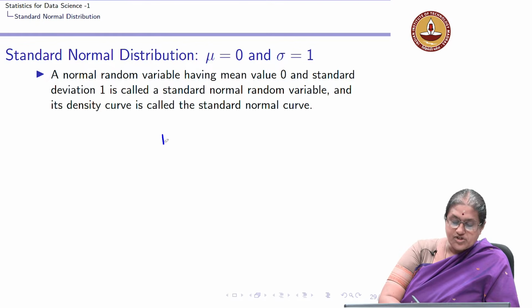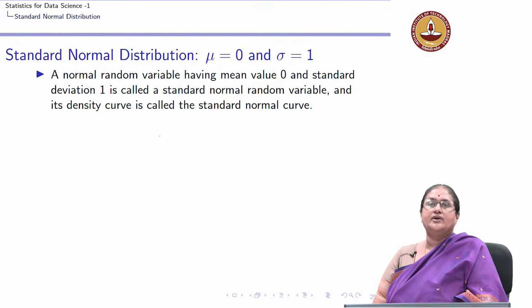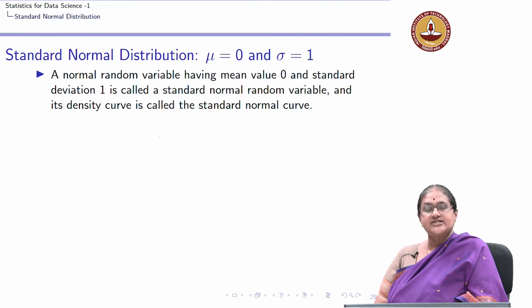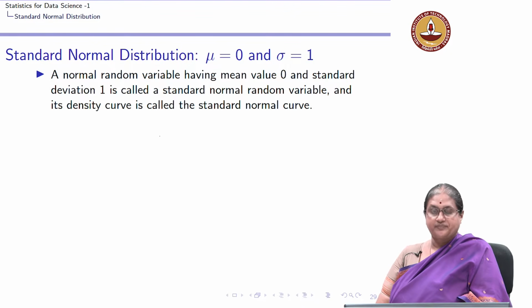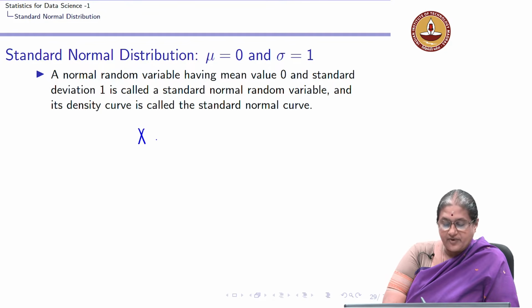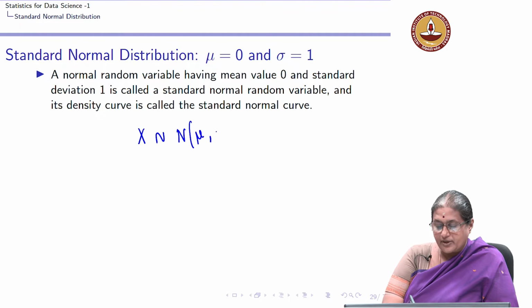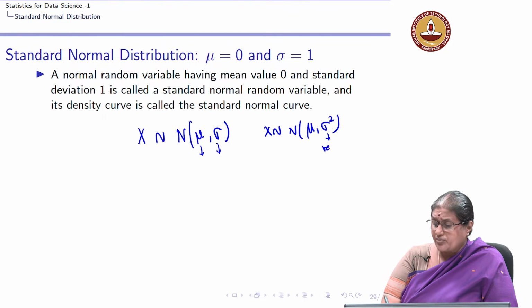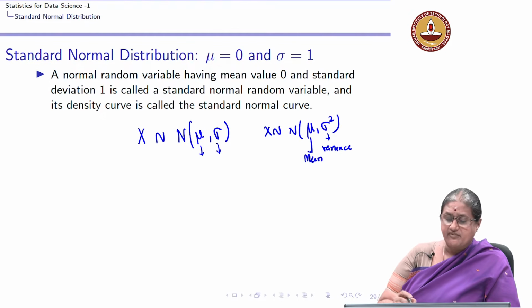Introduce one of the most important concepts in normal distribution, which is referred to as a standard normal distribution, a standard normal random variable. I know that a random variable x is said to follow a normal distribution with parameters mu and sigma, where sigma is my standard deviation and mu is my mean. Some books refer to it as normal with mean mu and sigma square. Sigma square would be the variance, and mu is going to be the mean or the expected value.